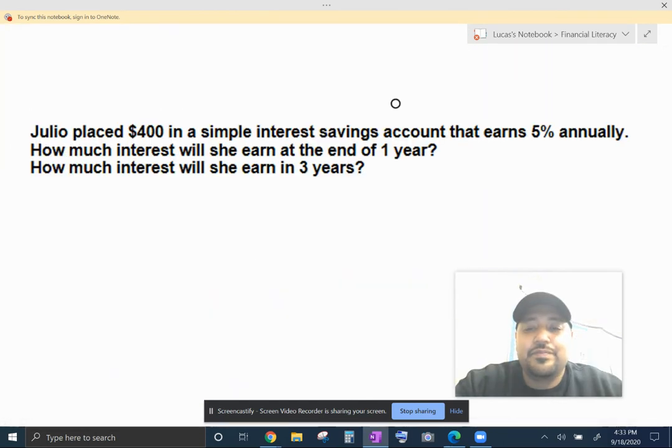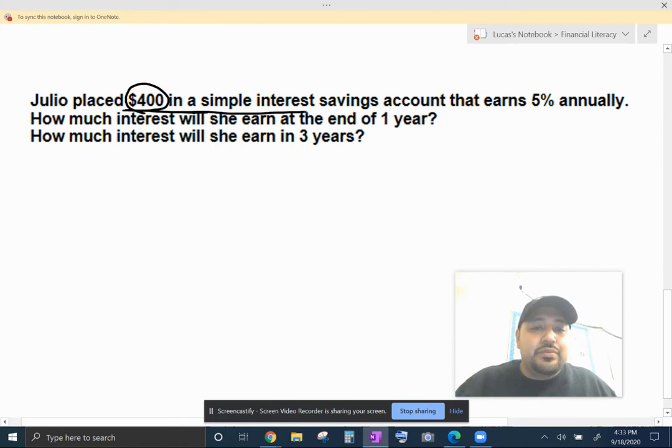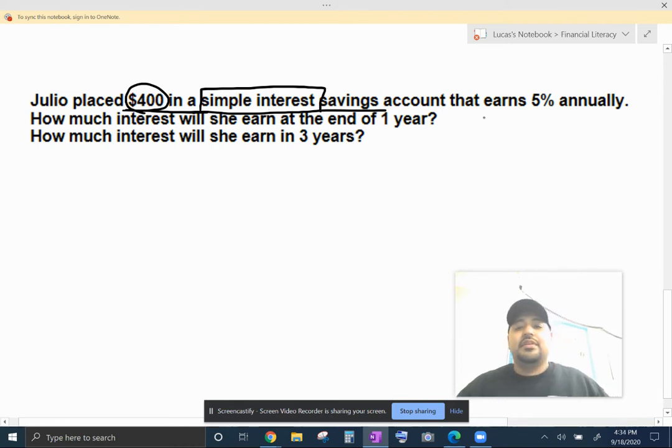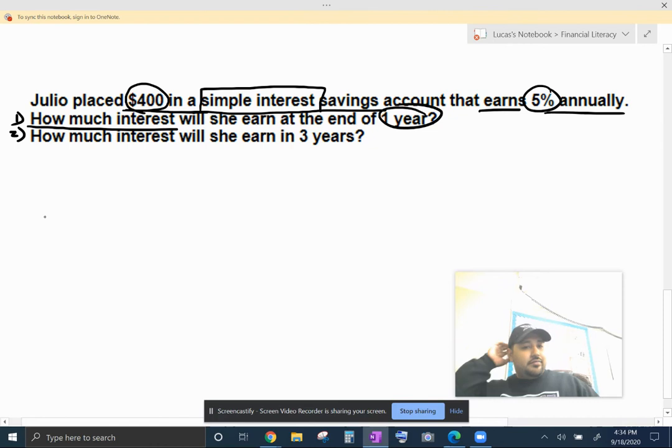So here's an example. Let's say Julio has placed $400 in a simple interest savings account that earns 5% annually. Let's just focus on the first question because there are two questions here. How much interest did she earn at the end of 1 year?